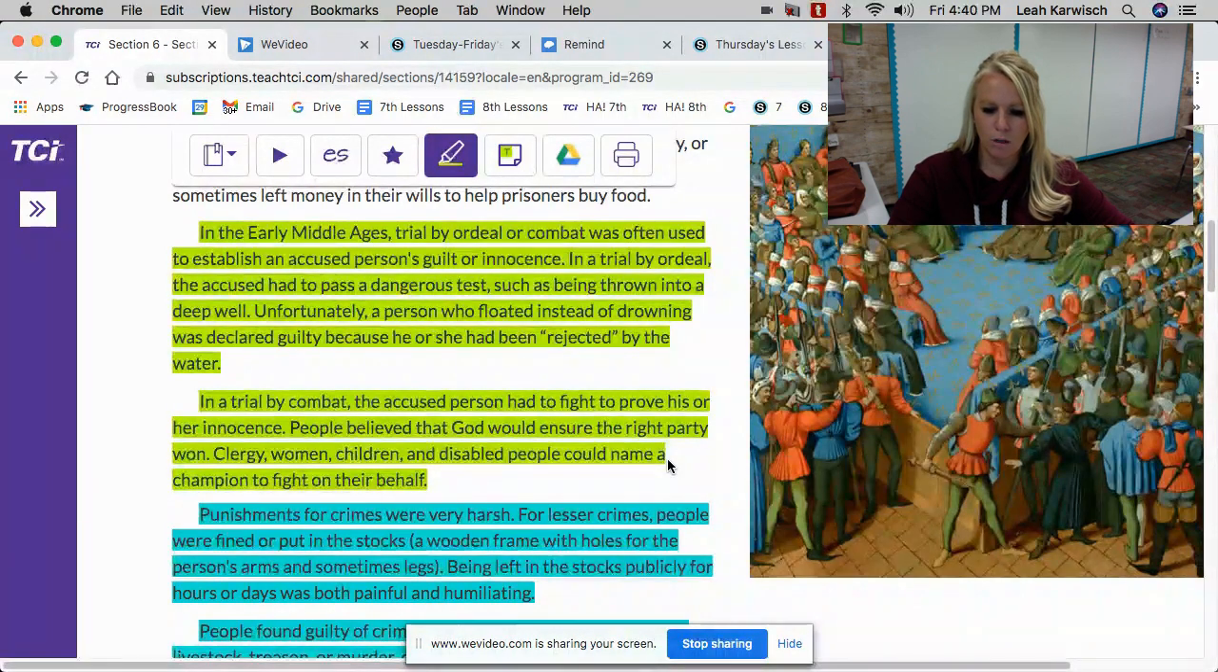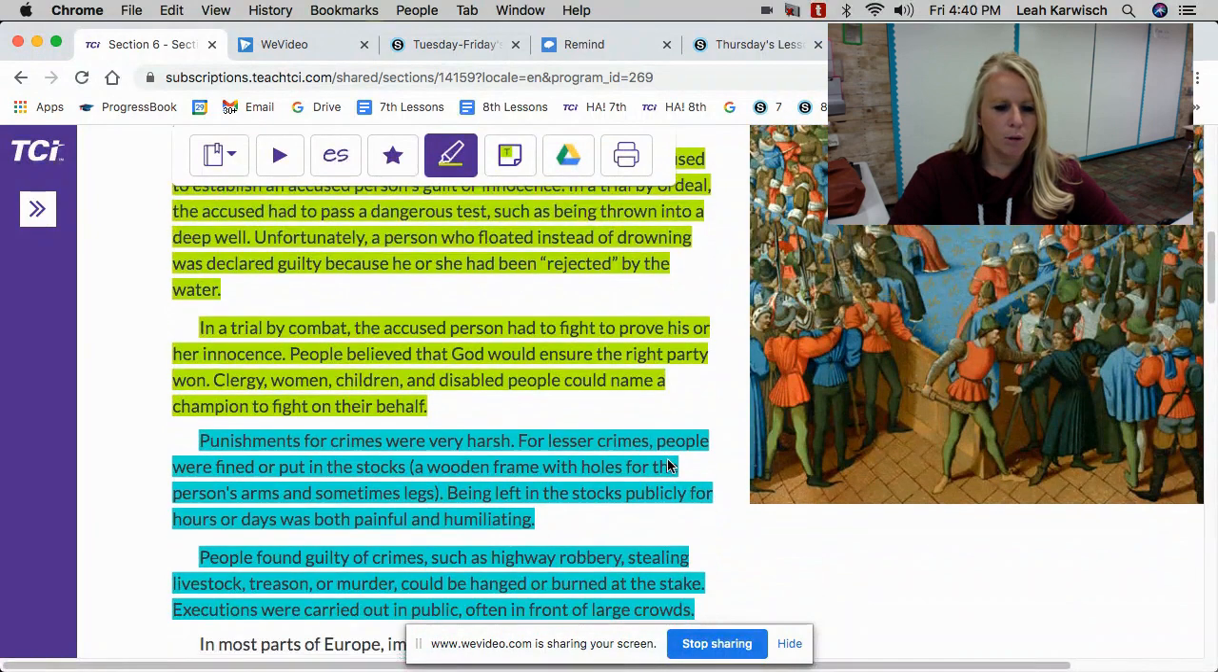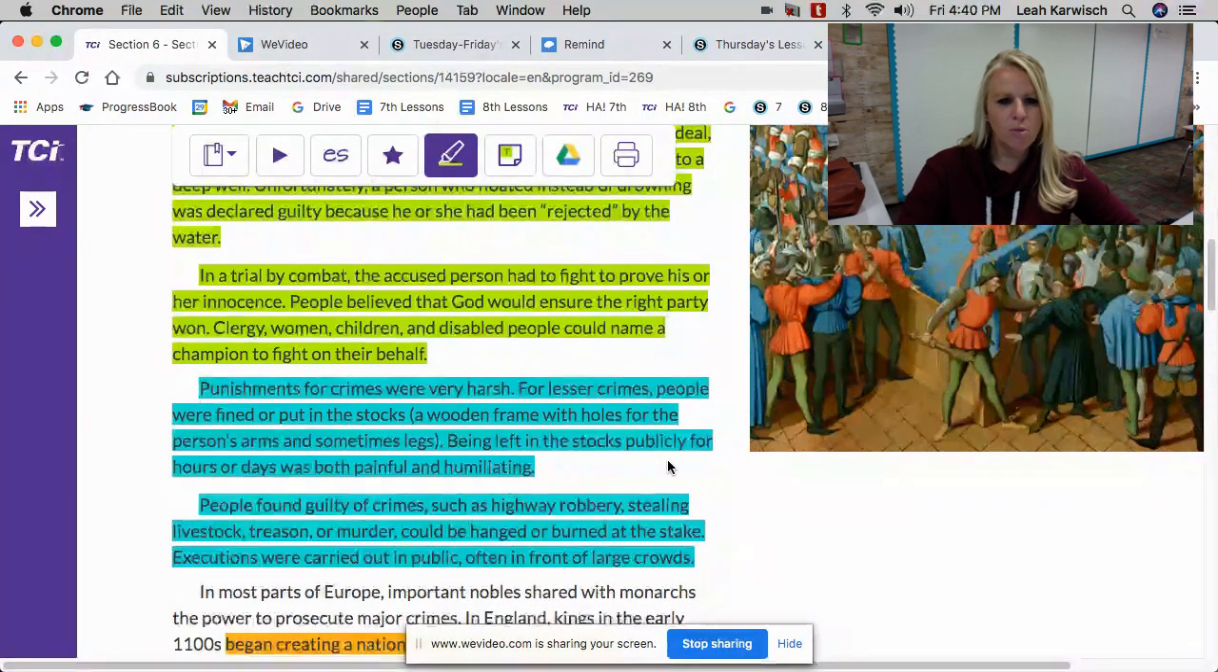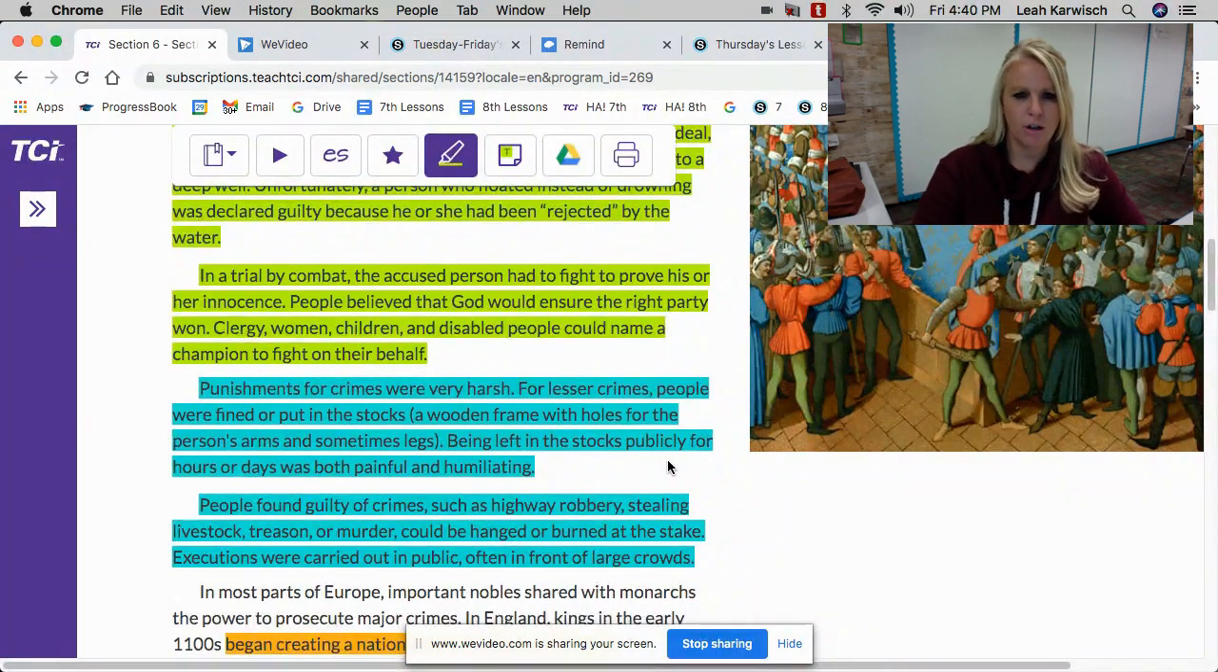Number 2, again, if I'm going too fast, pause the video. What were some ways in which criminals were punished? That's going to be here in blue. I highlight it. Punishments for crime were very harsh. For lesser crimes, people were fined or put in the stocks, a wooden frame with holes for the person's arms and sometimes legs. Being left in the stocks publicly for hours a day was both painful and humiliating.